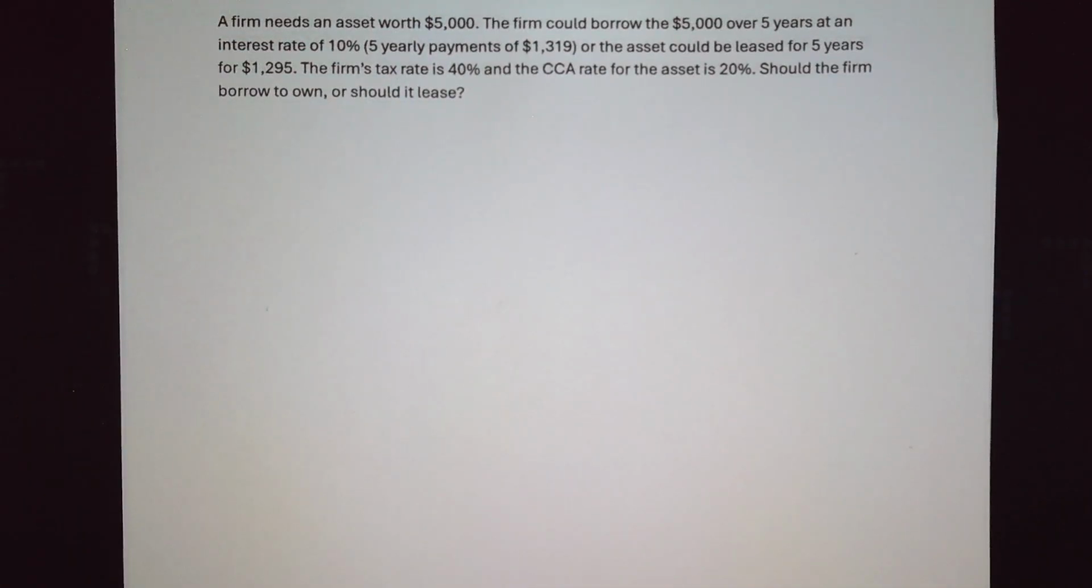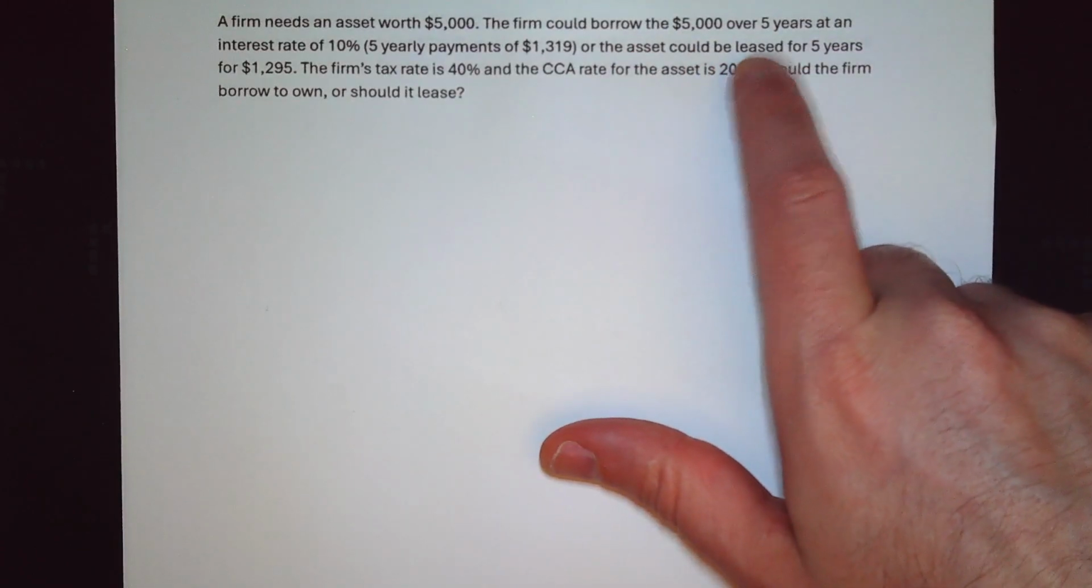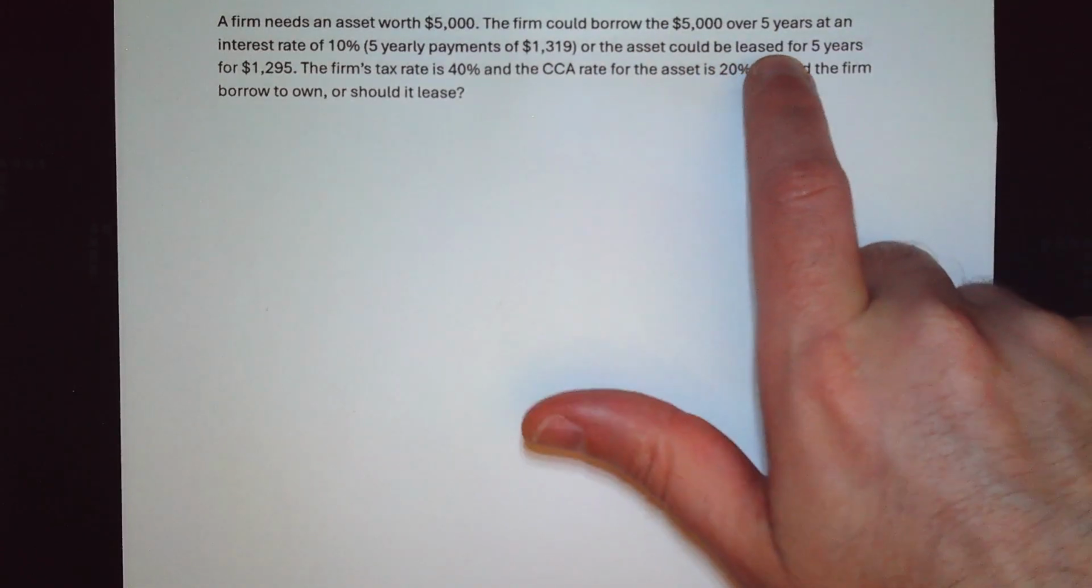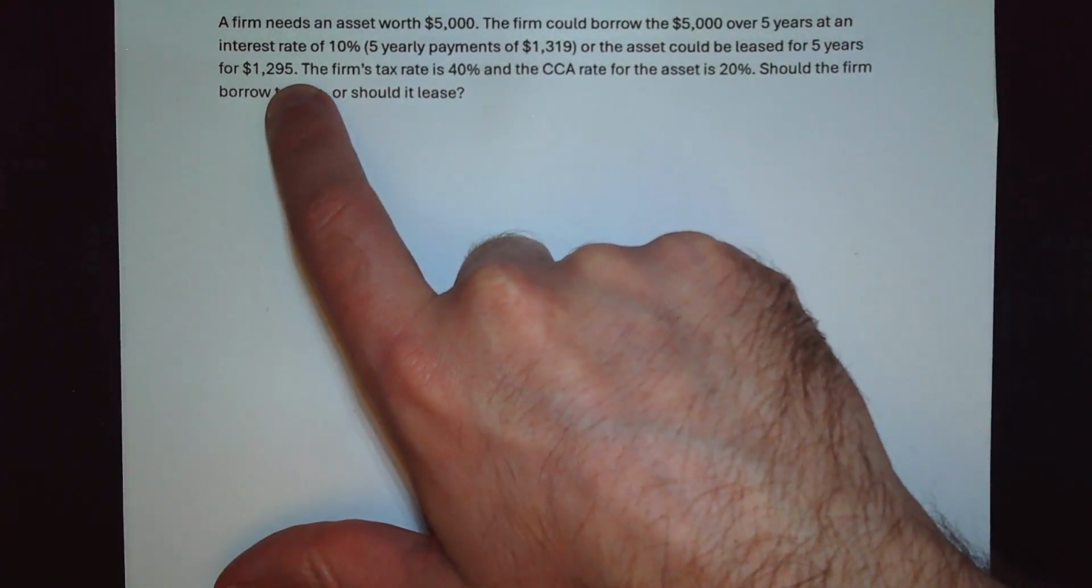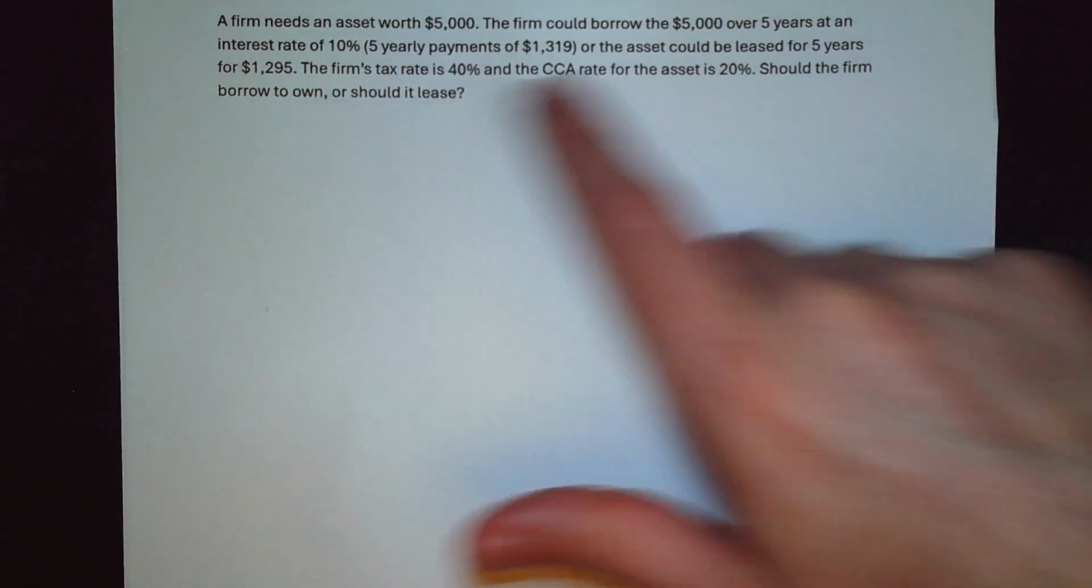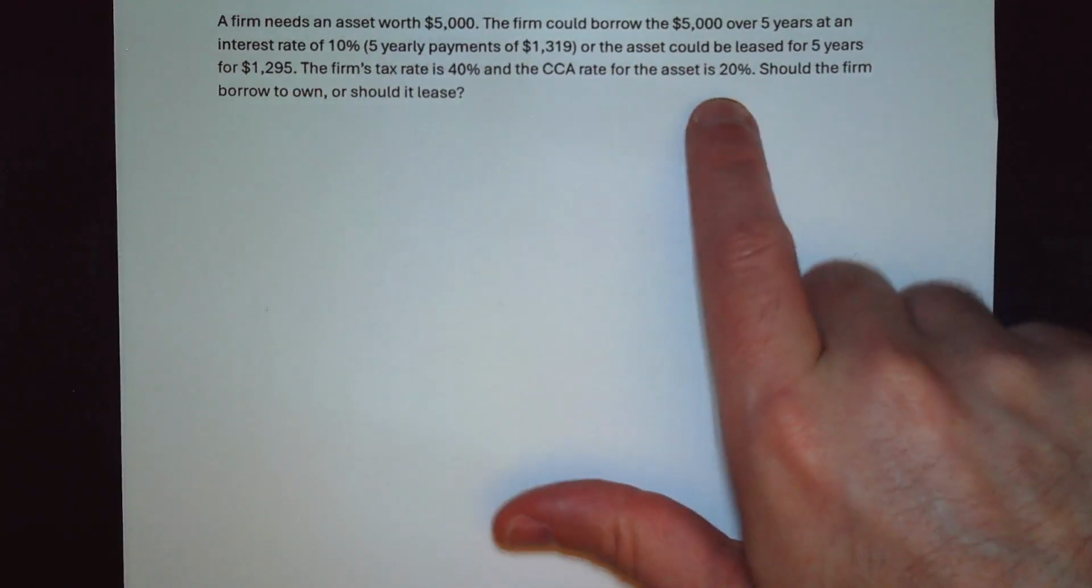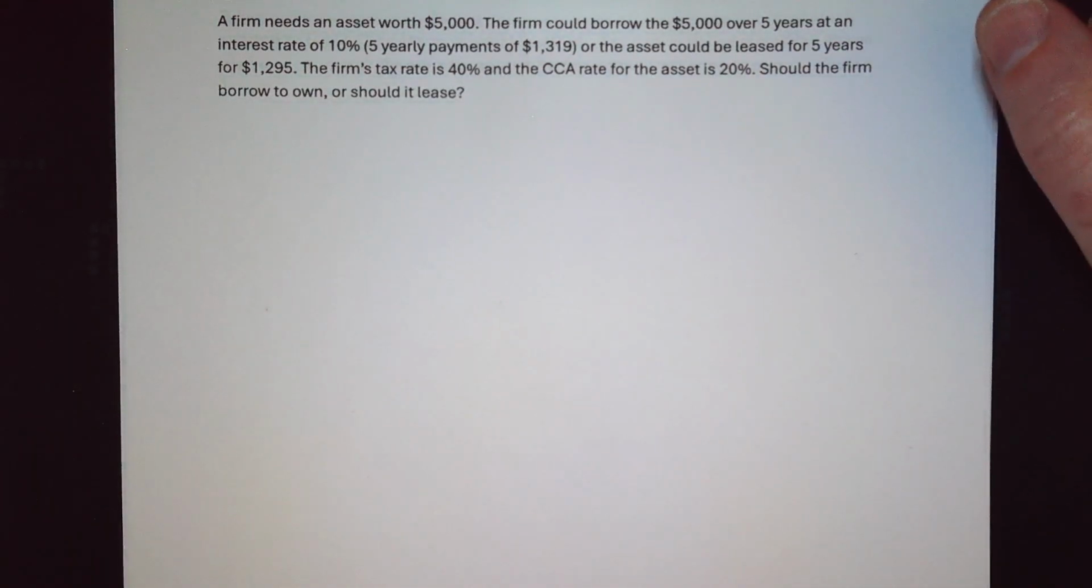The other thing we could do is lease the asset for 5 years, and in that case we would have a lease payment of $1,295. Okay, I have the tax rate here, I have the CCA rate here. Okay, and then we just need to decide.